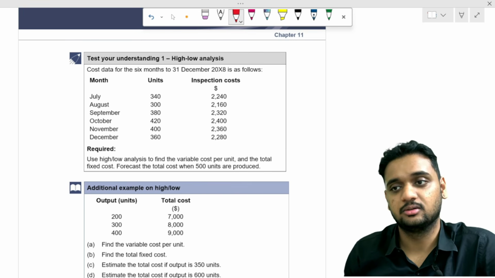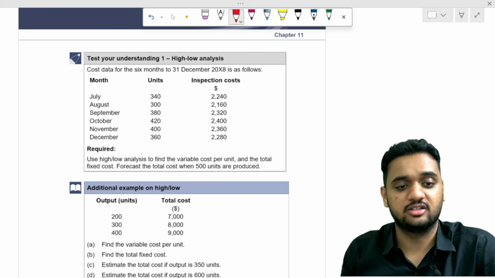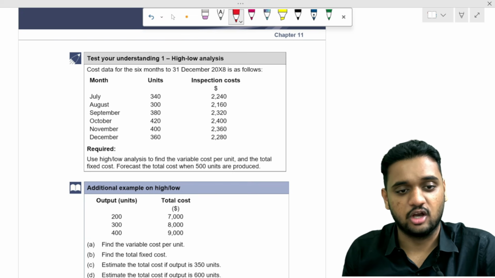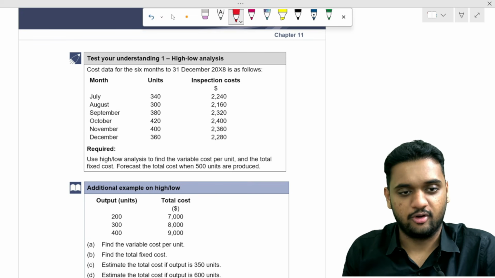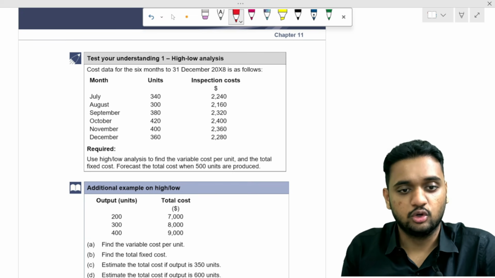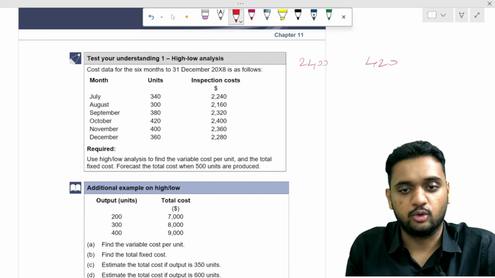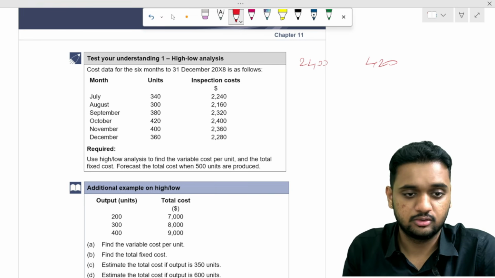Okay, what is the highest cost? For highest units, only cost will be highest. So, 2400. How many units for that? 420 units. What is the lowest cost?